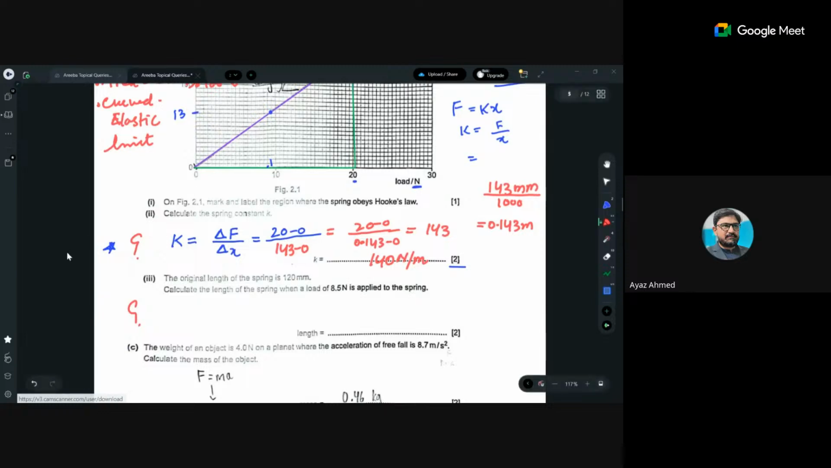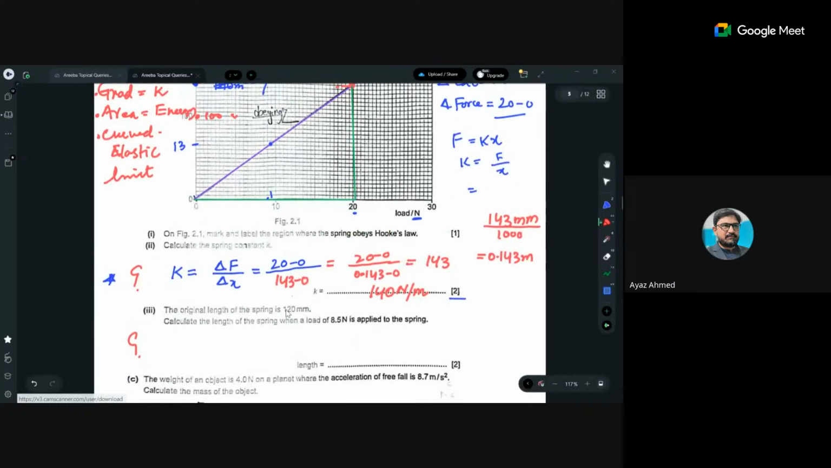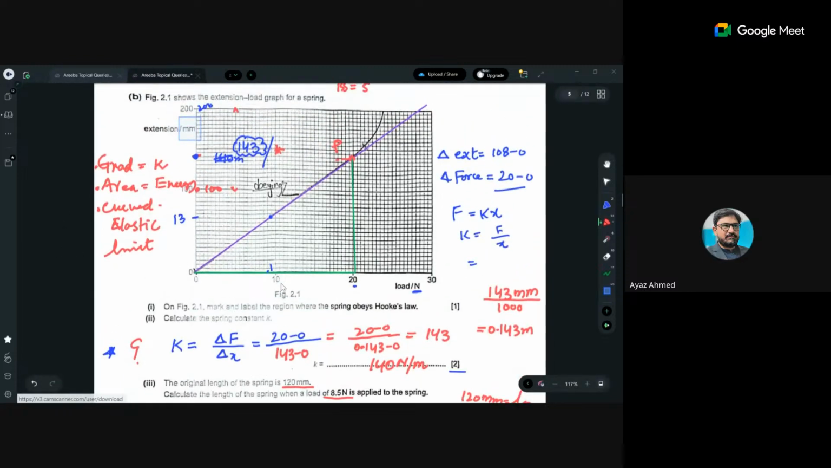Next. Yes, this was the question that the original length is 120 millimeter. The load is 8.5 Newton applied on the spring. Calculate the length after this. तो आपके पास 120 millimeter is the original length, है? 120 millimeter is basically L नॉट है आपके पास। अब आप extension find करो for 8.5. Where is 8.5?